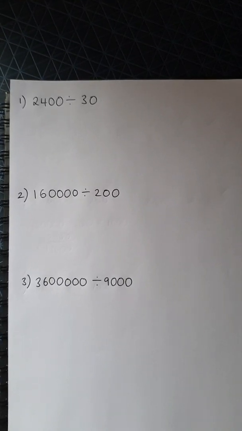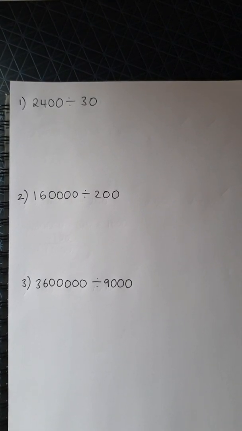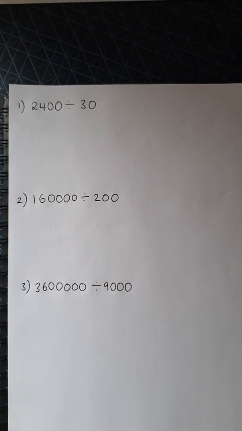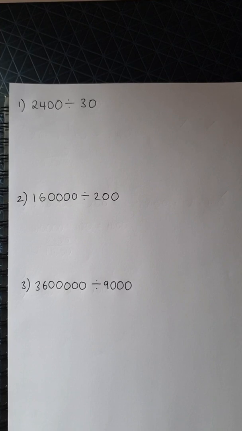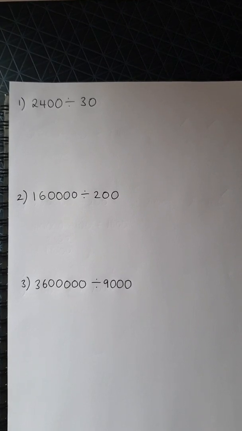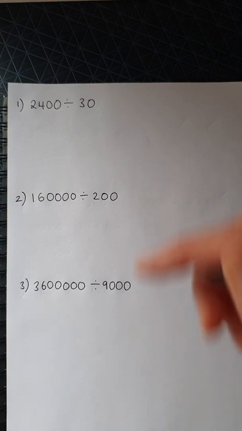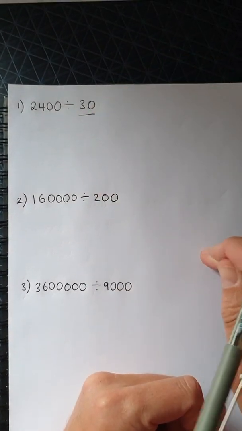Okay, just a quick video on dividing by multiples of 10, 100 and 1000. Starting with the first example, I am dividing by a multiple of 10. A multiple of 10 is just a number in the 10 times table, so 10, 20, 30, 40, 50, 60, 70, so on and so forth. They are multiples of 10. In this example, I'm dividing by 30.